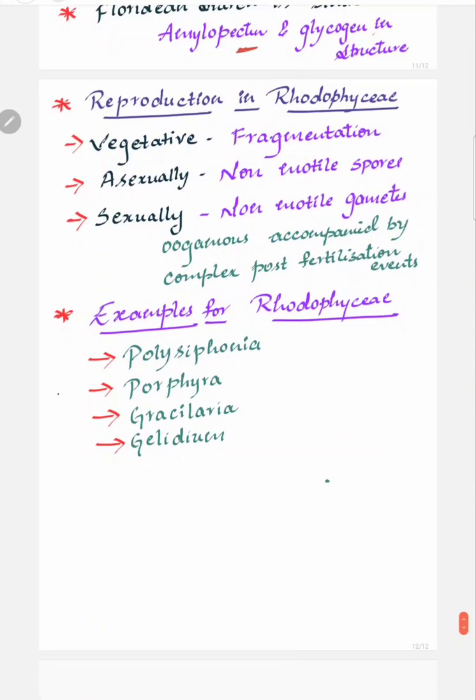Coming to reproduction in Rhodophyceae, vegetative reproduction takes place by fragmentation, asexual reproduction by non-motile spores, and sexual reproduction by non-motile gametes, and oogamy is accompanied by complex post-fertilization events. The examples for Rhodophyceae are Polysiphonia, Porphyra, Gracilaria and Gelidium.